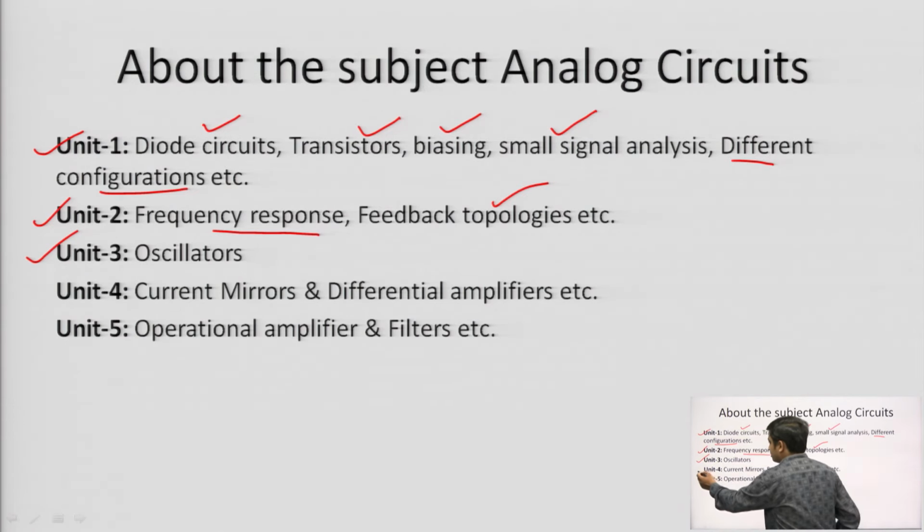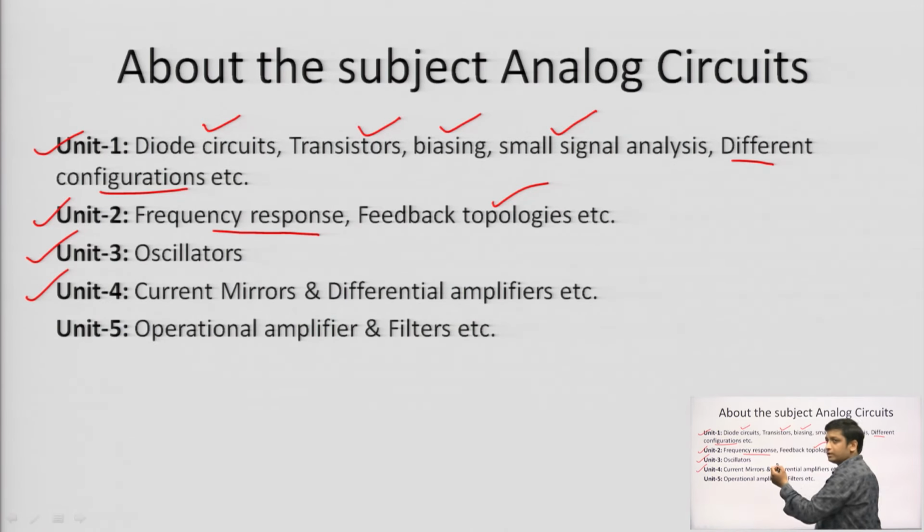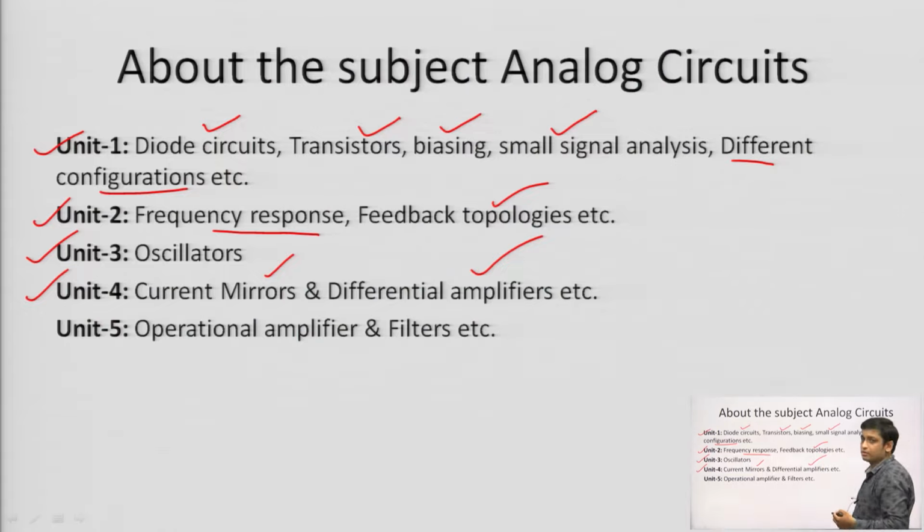Then in unit 4 we will study a very important component of analog design, that is the current mirror, which is very helpful to bias the circuit. It is also used as an active load that helps in increasing the gain also. Then another kind of amplifier, that is the differential amplifier, fine. Then lastly unit 5, another kind of amplifier, that is the operational amplifier.